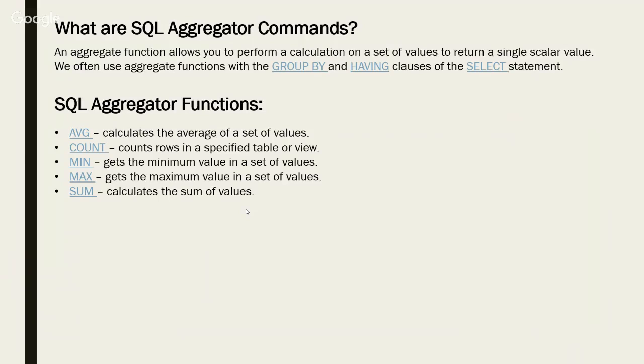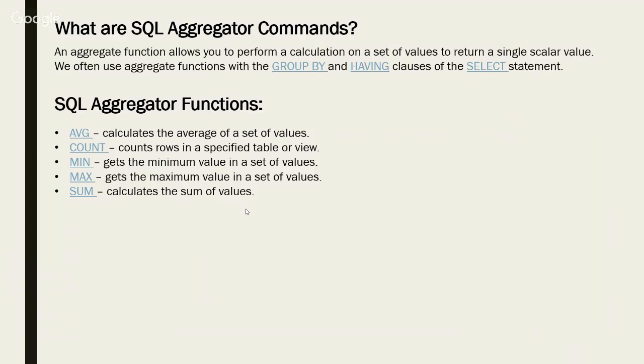Talking about aggregate functions, an aggregate function in SQL allows you to perform a calculation on a set of values to return a single scalar value. And we often use aggregate functions with the group by and having clauses of the select statement. There are 5 aggregator functions in SQL: the average function, count function, minimum function, maximum function, and sum function. These functions are self-explanatory, but still I'll define all of them.